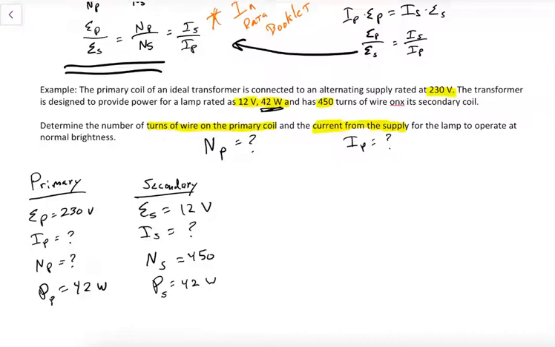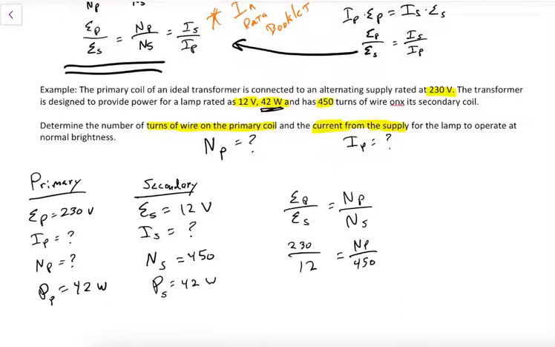So first it says for the turns of wire on the primary coil. Well, I know it's a step down transformer because I'm going from 230 to 12. So I'm going to need that ratio to help me find out how many coils I need. So E_P over E_S, this is the equation from above, also in your data booklet, is equal to the ratio of primary to secondary coils. And we have 230 divided by 12 is equal to what we don't have divided by 450.